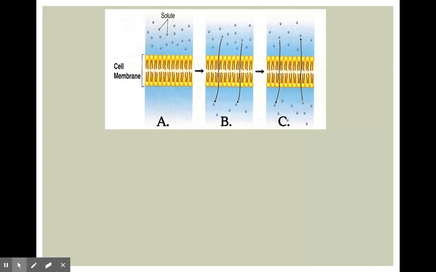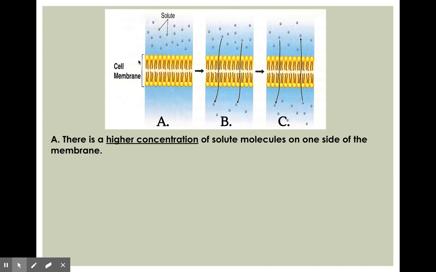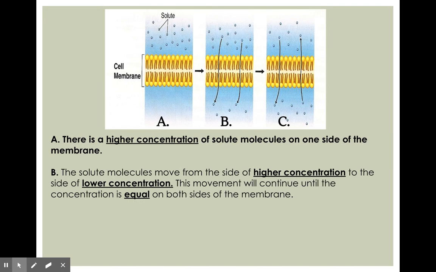We're going to look at some other examples here. So you see my solute or my thing. It could be any nutrient, a salt molecule, a sugar molecule, whatever it is. And here's our cell membrane. Okay. So we're going to do a few more examples. For letter A, there is a higher concentration of solute molecules on one side of the membrane. For letter B, the solute molecules will move from the side of higher concentration to the side of lower concentration.